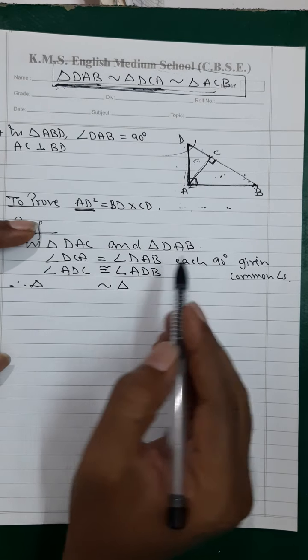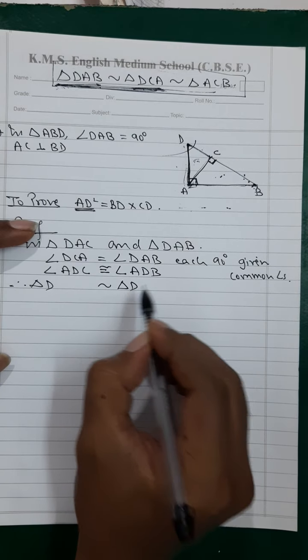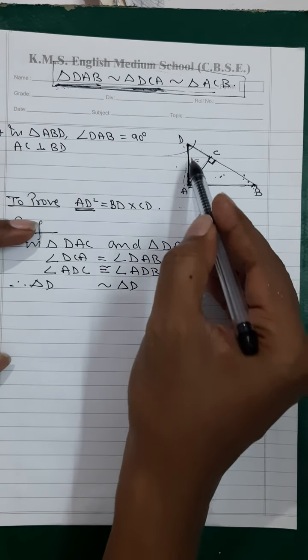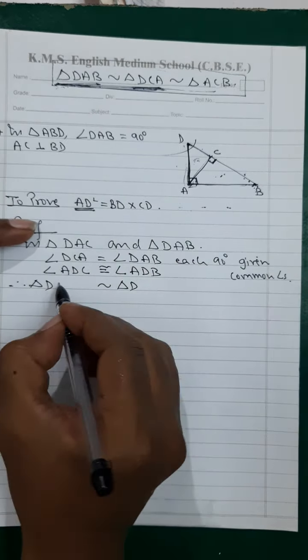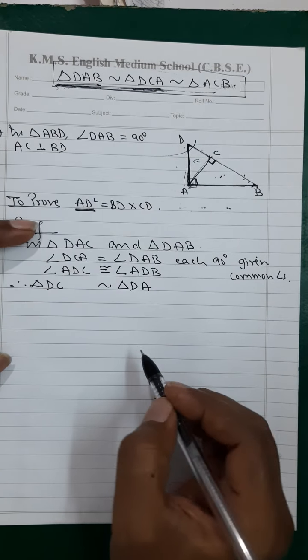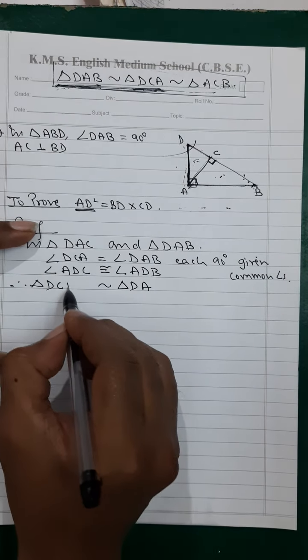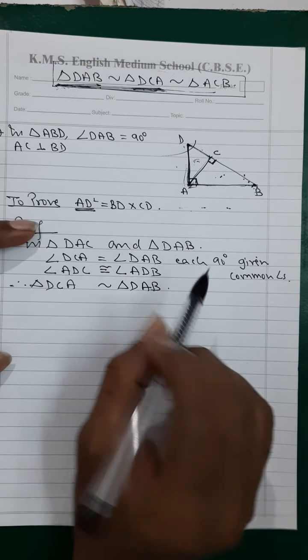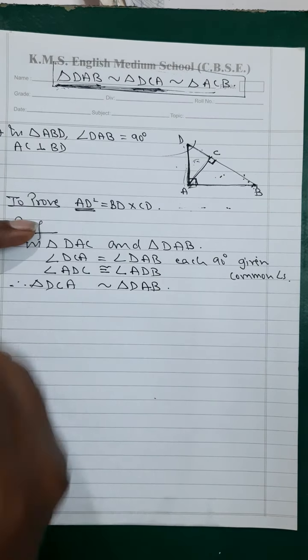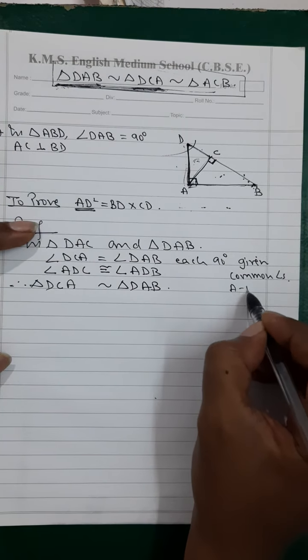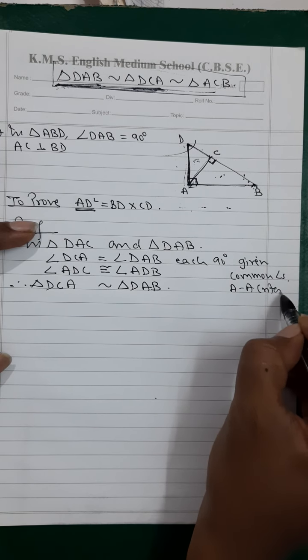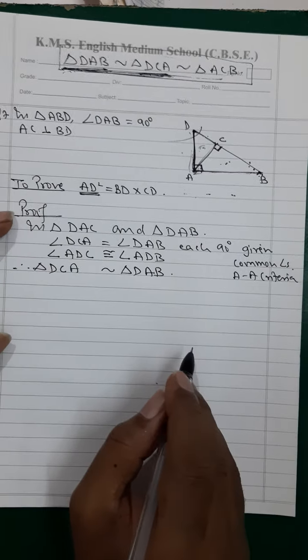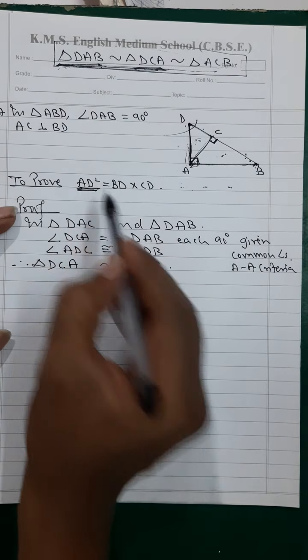Common I will take first, D, D, and then 90 degree. For the smaller triangle, the 90 degree is C. For the bigger triangle, the 90 degree is A. So DCA is similar to DAB. Right? DCA is similar to DAB. It will come automatically. Reason is angle criteria.